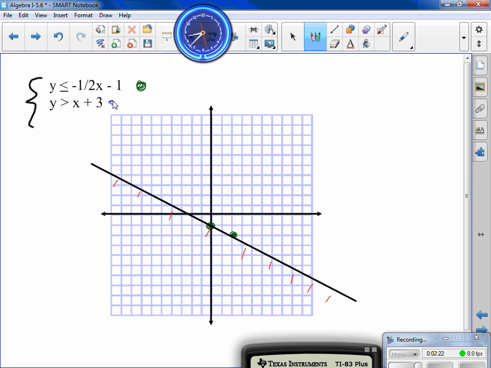Now I'm going to look at this one. Where do we start at? Start up 3. 1, 2, 3. What's my slope on this one? It's 1, which means 1 over 1. So I go up 1 to the right 1. What type of line do I have here? Dotted.